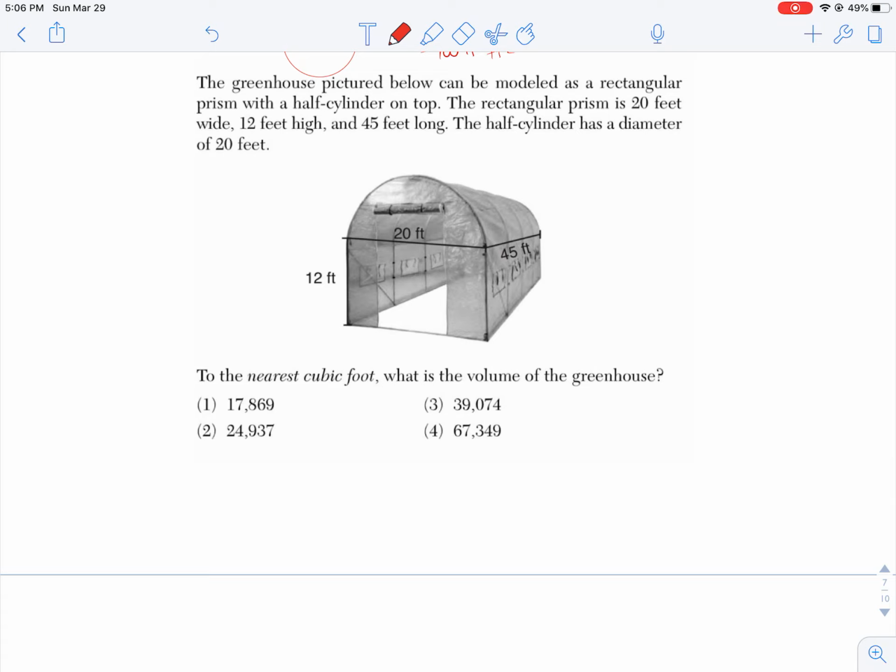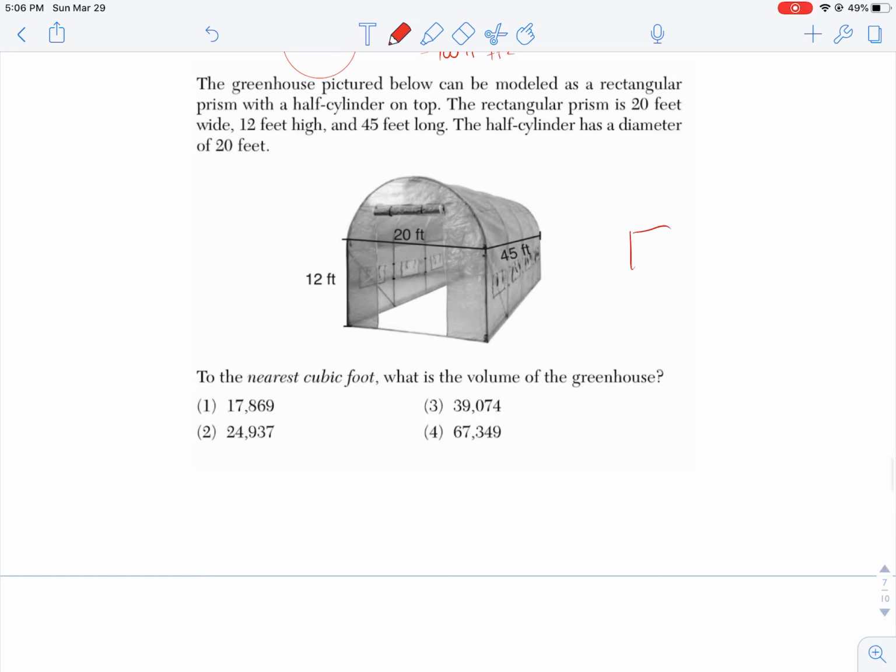Next one. The greenhouse pictured below can be modeled as a rectangular prism with a half cylinder on top. The rectangular prism is 20 feet wide, 12 feet high, and 45 feet long. The half cylinder has a diameter of 20 feet. So in order to find this volume, to the nearest cubic foot, what is the volume of the greenhouse?